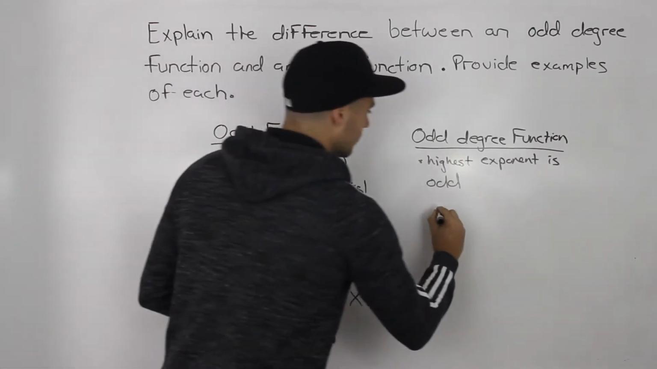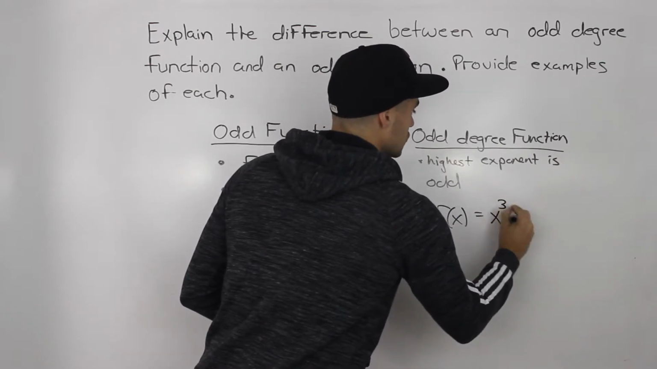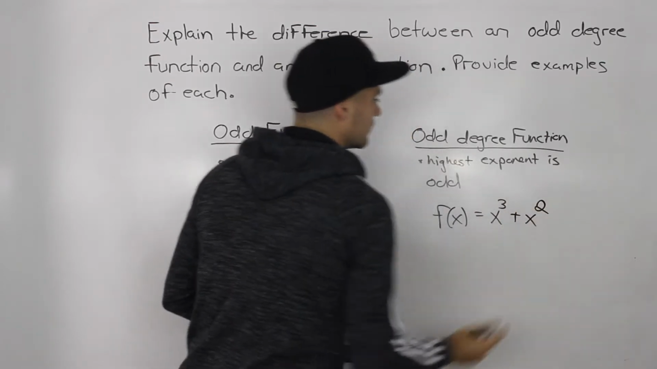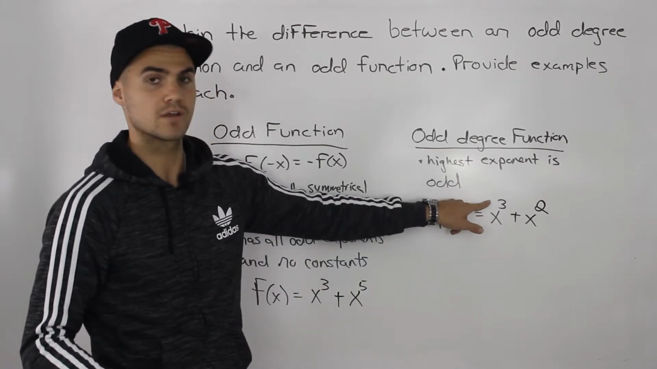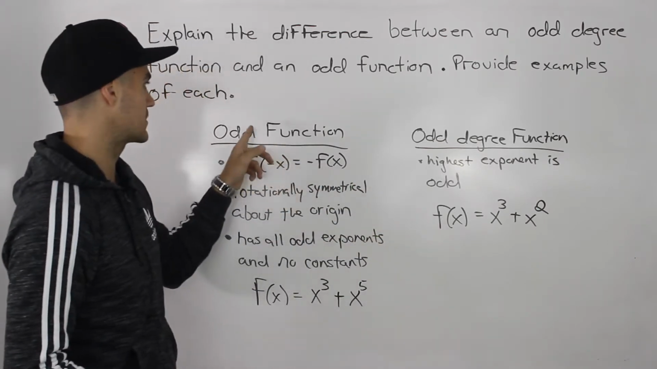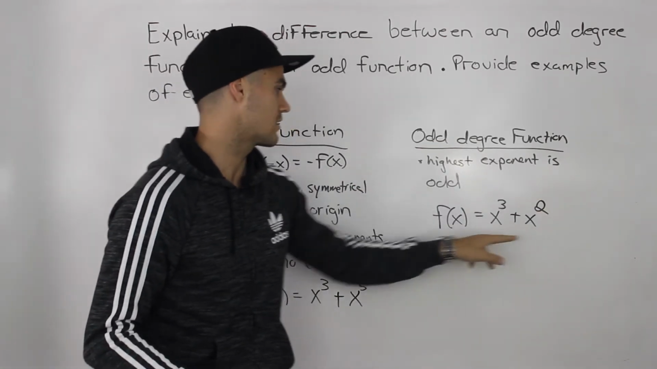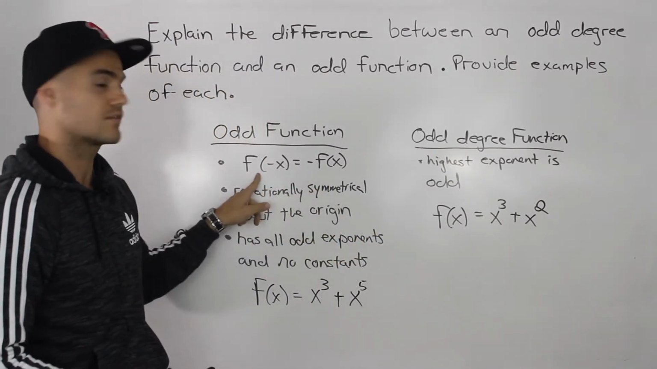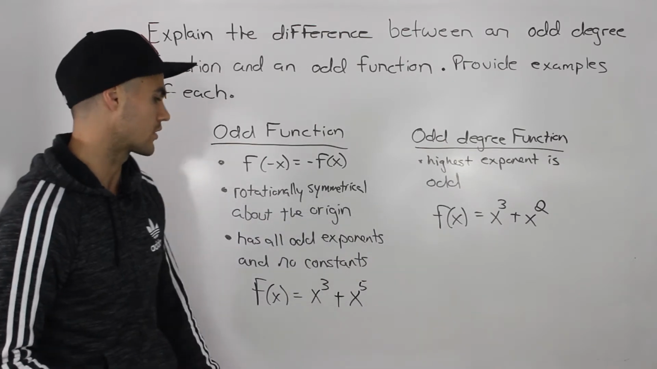So for example, a function like x cubed plus x squared. That is an odd degree function. It's a cubic function, has a degree of 3, so the degree is odd. But notice how it's not an odd function, because we have this x squared here. If we tried to satisfy this, f of negative x equals negative f of x, that wouldn't work.